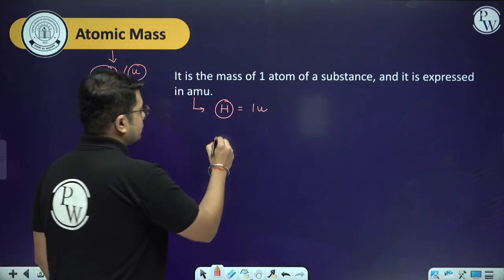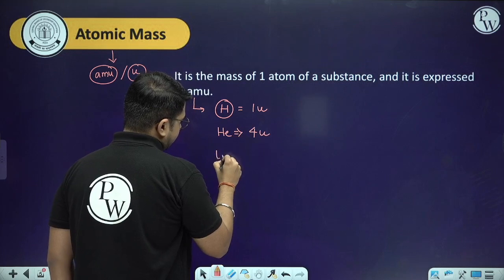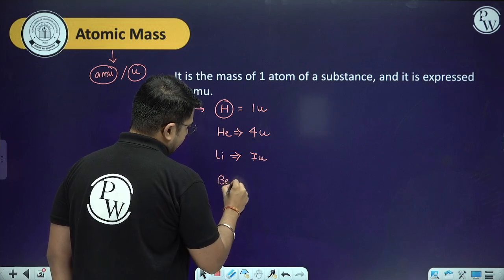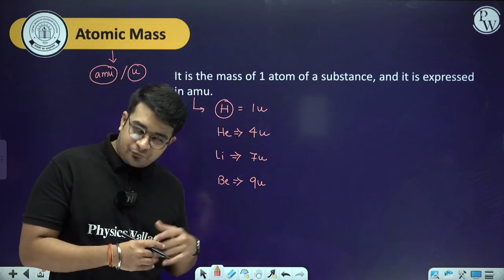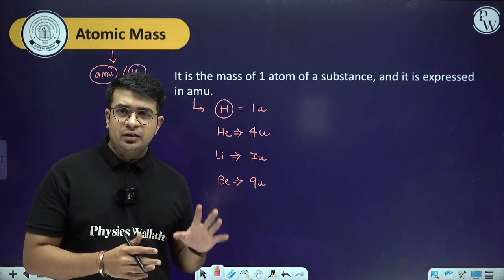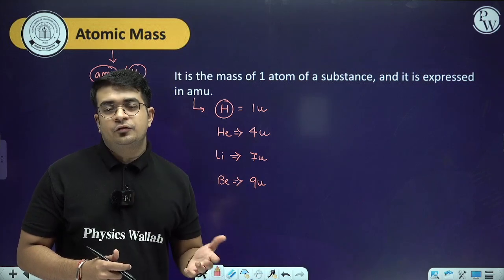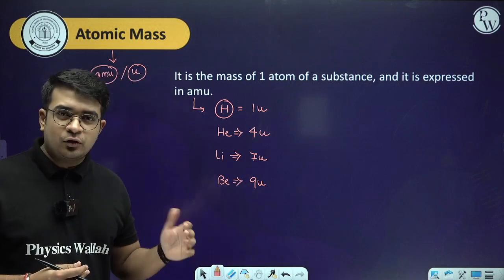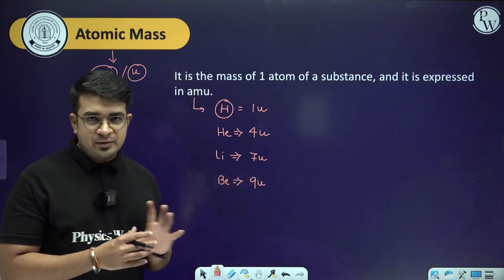Next part is for helium, I can say that will be 4U. For lithium, let's say that will be 7U. For your beryllium, let's say that will be 9U. So you need to remember certain values. If you're not able to remember all those things, I'm suggesting you to remember only 20 elements. Only first 20 elements as well as their atomic mass. If you are capable of doing up to 30, then it's more than enough. But if you are not able to understand, or if you are not able to recognize or remember each and everything, I suggest you first 20 elements are compulsory.